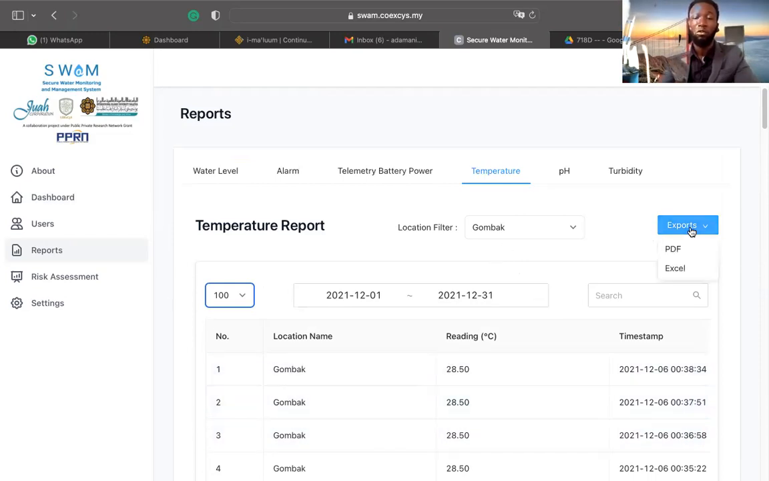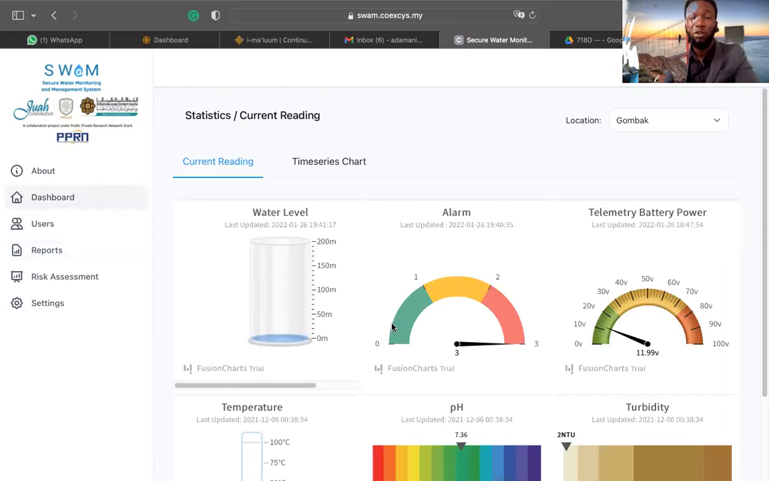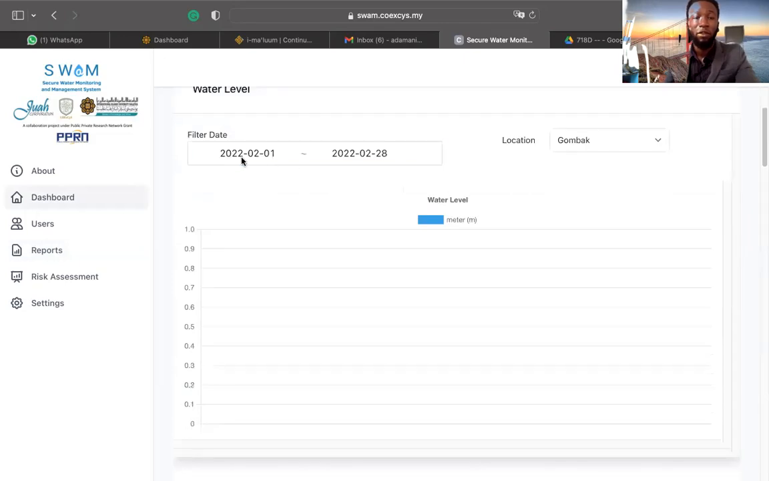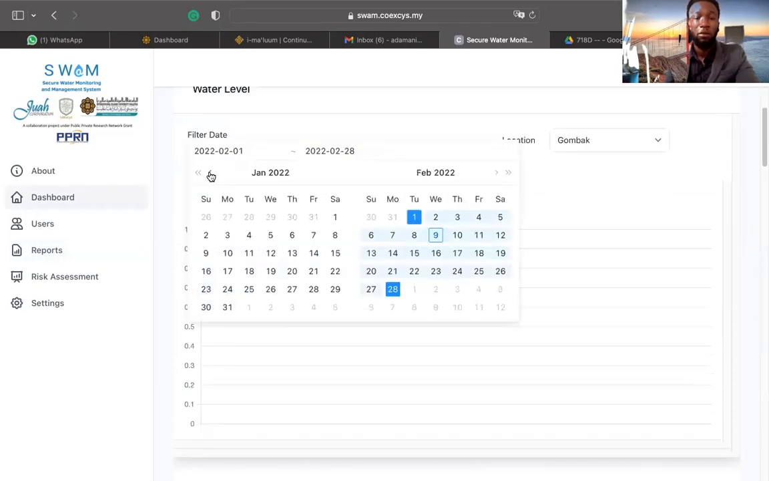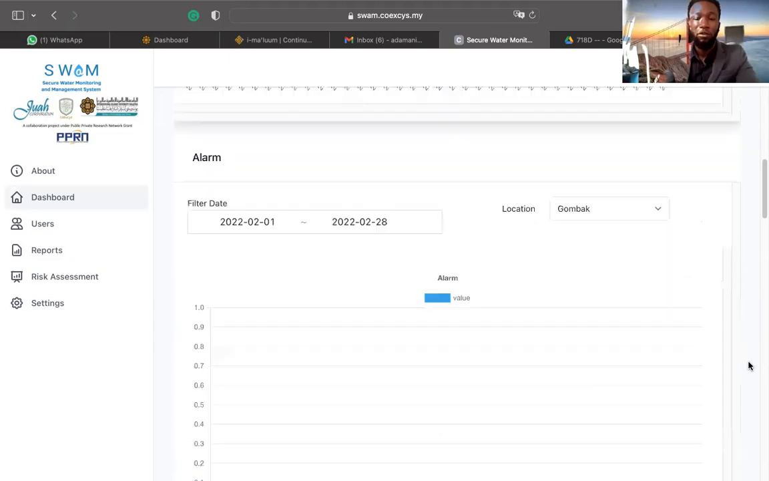We can also export this data as a PDF file or Excel file for other purposes. So let's come back to the dashboard. In this dashboard, we have an option to see the variation of the data collected in the form of charts. Let's see the time series chart for the water level. We can see how, during the testing, the water level was varying. The time recorded is just down here.